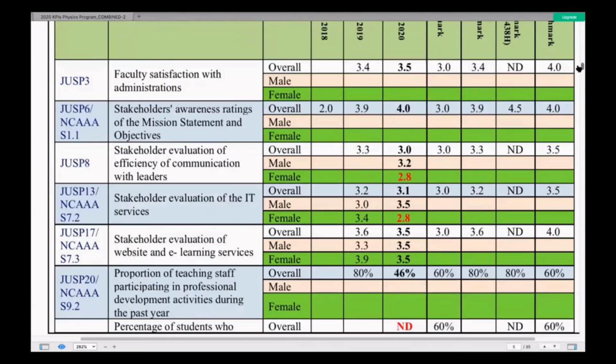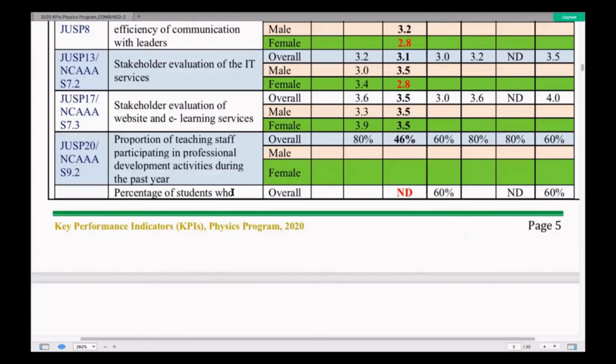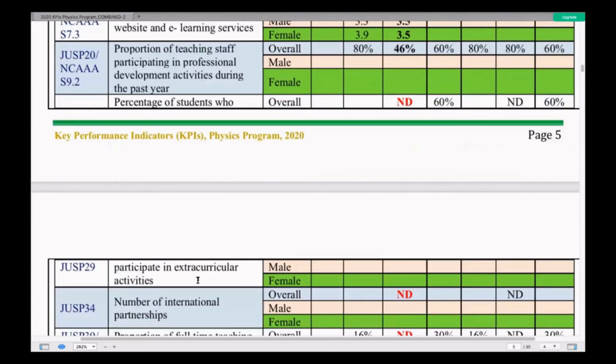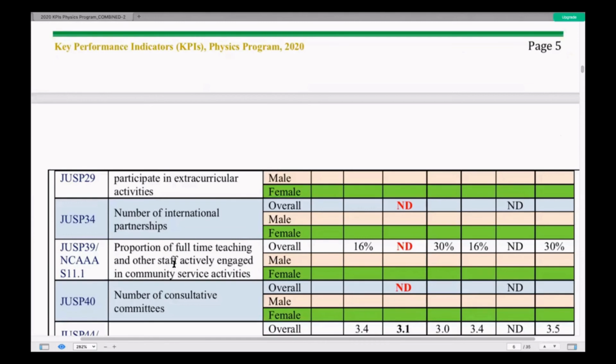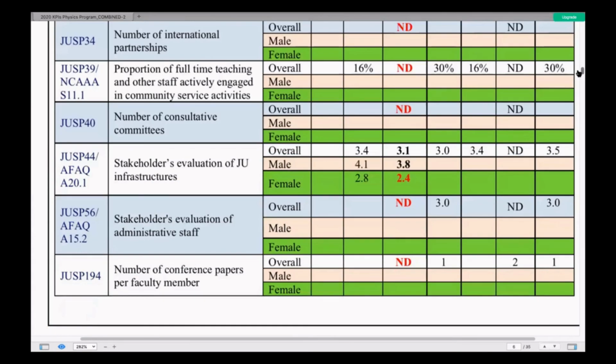Okay, this is from the KPIs. For the percentage of students who participate in extracurricular activity, we don't have data, no data available. We are still trying to find where we can get this data. The number of international partnerships also, we don't have data, or maybe it is really zero. For the proportion of full-time teaching and other staff actively engaged in community service activity, we also don't have data for this year. And for the number of consultative committees, no data, so they need improvement.